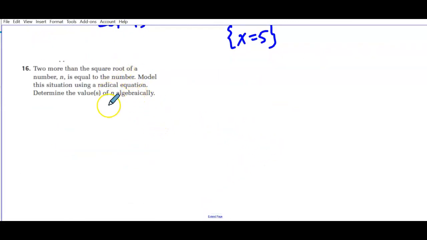And then question 16, this is kind of a word problem. So it says 2 more than the square of a number n is equal to the number. Model the situation using a radical equation and then determine the values algebraically. So they're already telling you the variable is n. So it says 2 more than, so that means plus 2 to something. More than means it puts the 2 to the right. Not that it matters with adding, but for subtracting it does. In any case, 2 more than the square root of a number, so there's square root of n, is equal to, "is" always means equals, the number. Okay, that's what we have to solve.